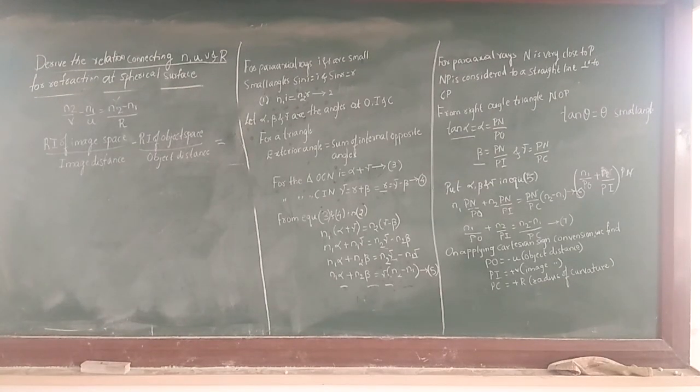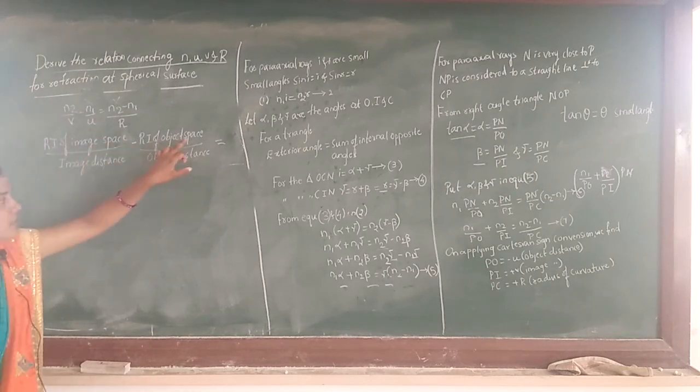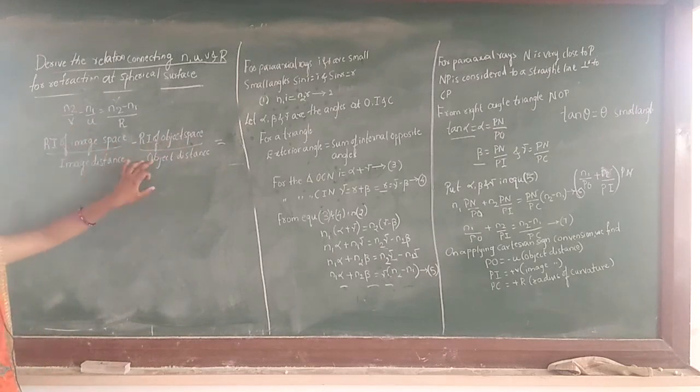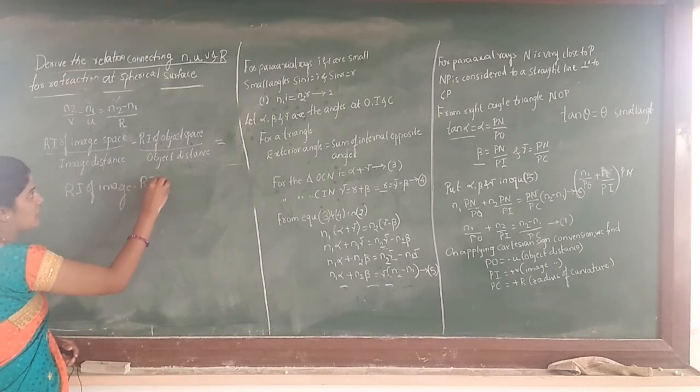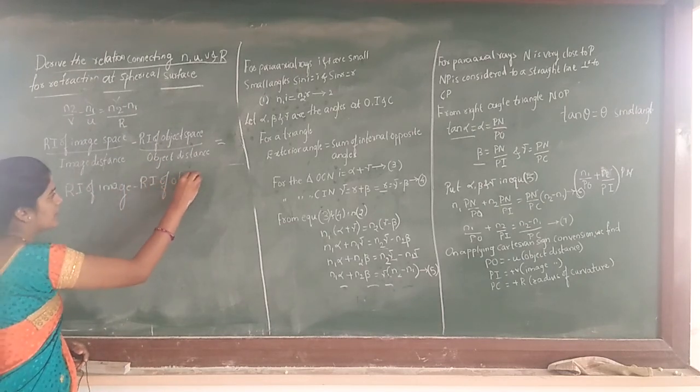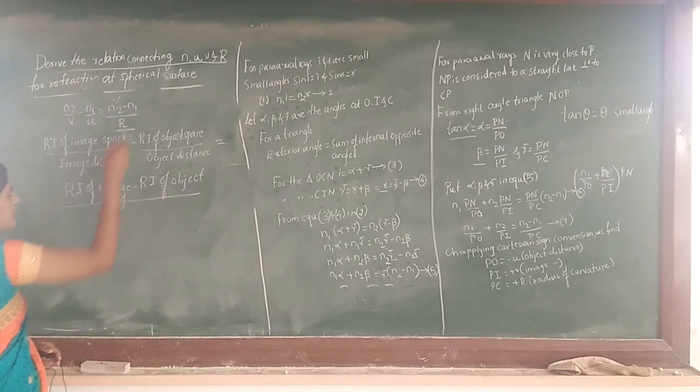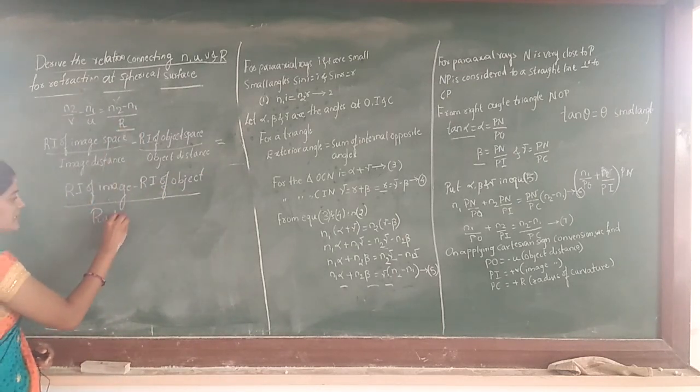Now this equation, n2 by V minus n1 by U is equal to n2 minus n1 by R, can be expressed in terms of the refractive index of the image space, that is n2, by V, which means image distance, minus n1, the refractive index of the object space, divided by U, which means object distance, is equal to n2, the refractive index of the image space, minus n1, the difference of the refractive index of the object space, by the radius of the curvature. Capital R means it is the radius of the curvature.